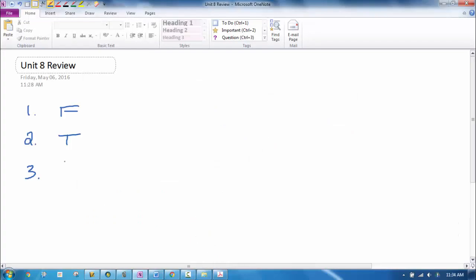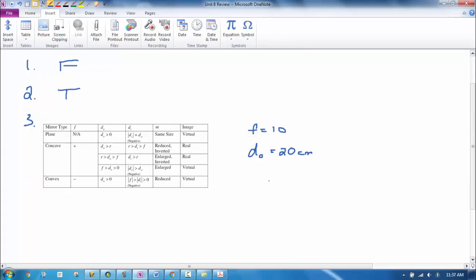All right, so then the next question, a convex mirror of focal length 10 centimeters forms an upright and magnified image of a real object placed at a distance of 20 centimeters from the mirror. Once again, let's look at the formula sheet. If you look at the formula sheet here for convex, our object's not going to be magnified because it's always reduced. It's always a reduced virtual image, so this has to be false.